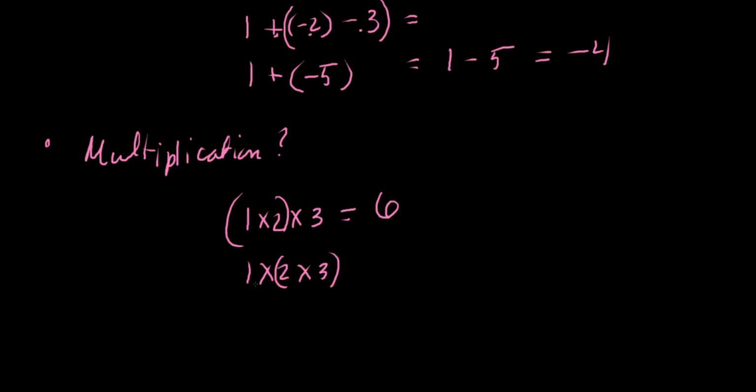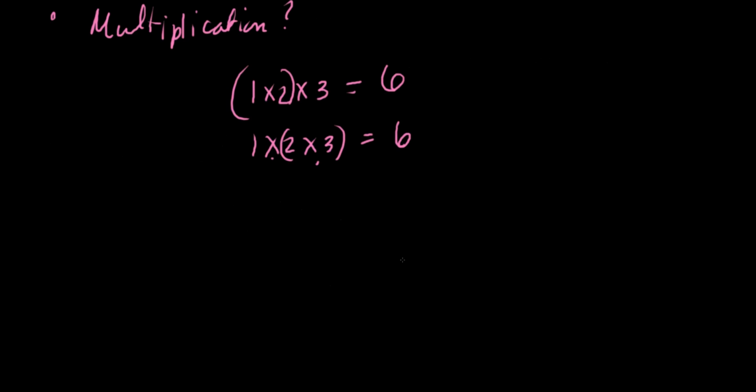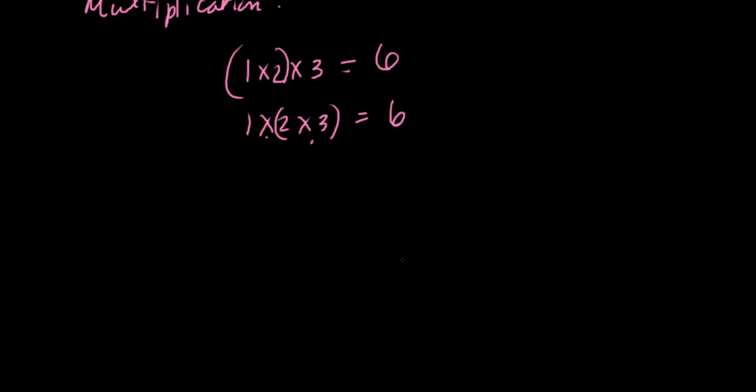Okay, 1 times, well, we have to do the 2 times 3 first. 2 times 3 is 6. 1 times 6 is 6. Well, that seems to work, doesn't it? Let's move the 3 around, because we can use the commutative property on multiplication, right? Move the 3. So I'm just going to have a 1 times 3 times 2, and let me group the 1 and the 3 together, and then multiply by 2. So 1 times 3 is 3, right? Times 2, well, that's 6.